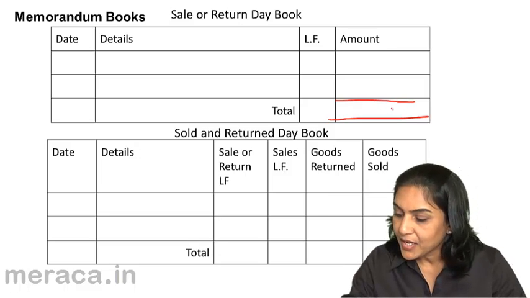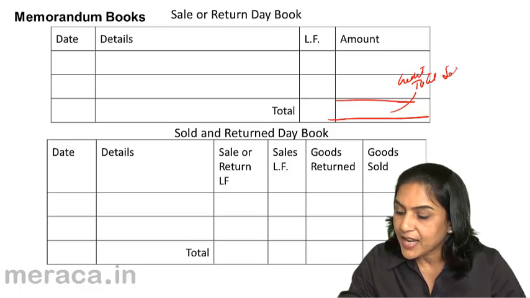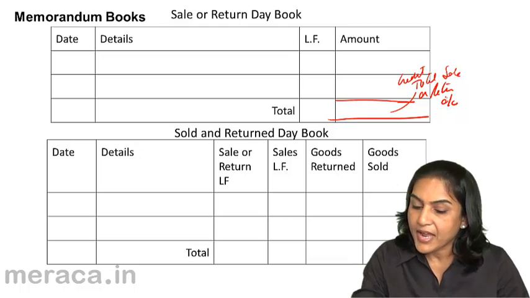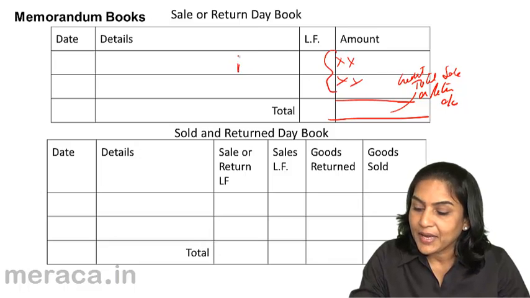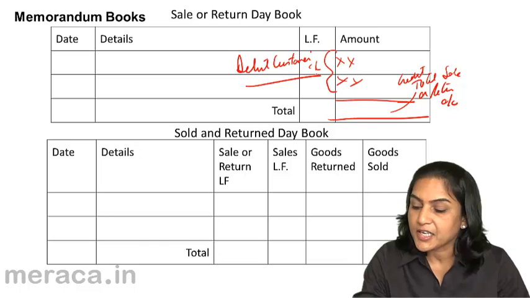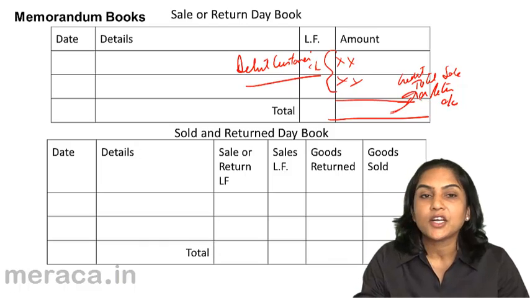So basically, with this total, we credit the total sale or return account. And with the individual customers, we debit the customers' accounts. This is done individually, this is done in total.